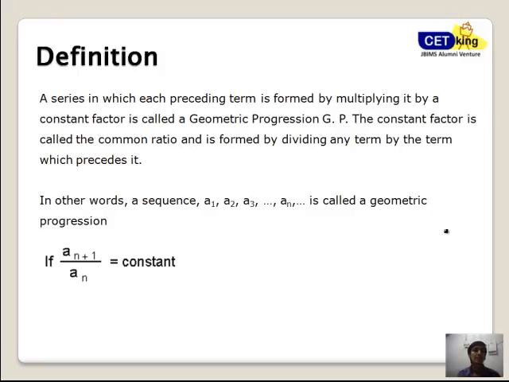So, a series in which each preceding term is formed by multiplying it by a constant factor is called a geometric progression or a GP. The constant factor is called the common ratio and is formed by dividing any number by the term which precedes it. In simpler words, if we have a sequence a1, a2, a3 up to an, then the ratio of two consecutive terms is always constant. That's what the definition of GP is.